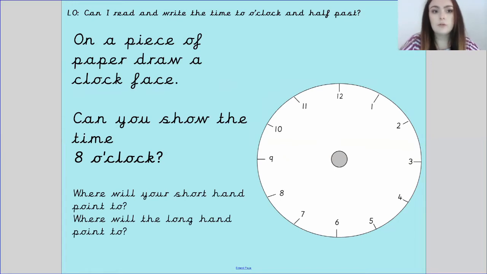I would like for you to, on your piece of paper, draw the clock face below. And I would like for you to show the time 8 o'clock. Have a think, where is your short hand going to be pointing to, and where is your long hand going to be pointing to? Pause the video and have a go.